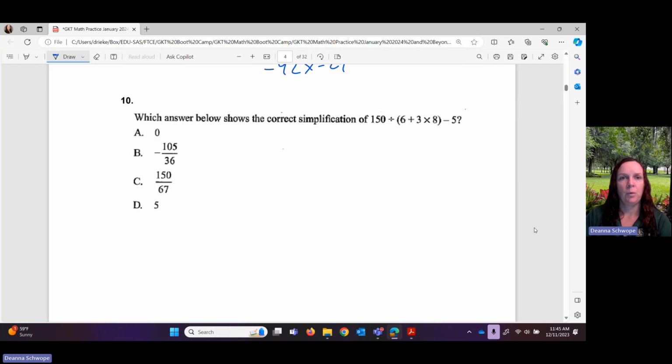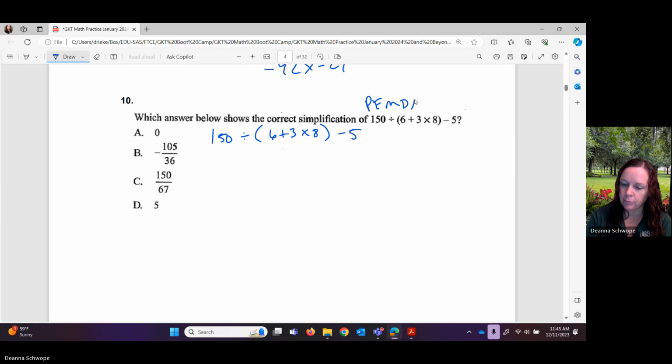Next question. Which answer shows the correct simplification? So we're just doing the order of operations. 150 divided by 6 plus 3 times 8 minus 5. So PEMDAS, we don't have any exponents. Actually, we do have parentheses, just kidding. Within parentheses, you have to do PEMDAS.